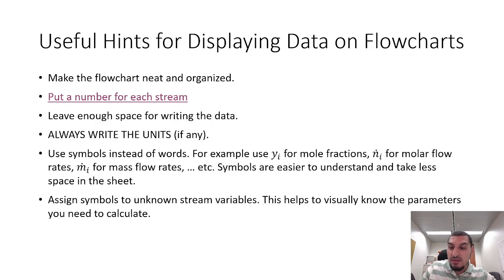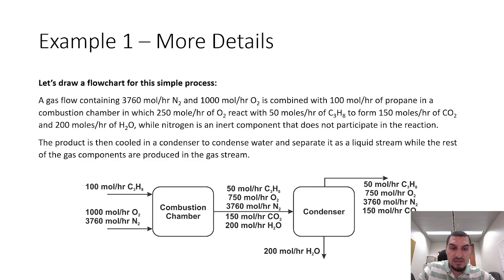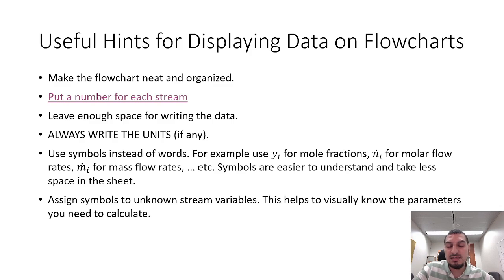The next point is to assign symbols for unknown stream variables. For example, if we go to the previous example that we have here, let's say I have one stream where I don't know what are the flow rates of these components. So I have to put symbols for them, as n for propane, n for oxygen, n for nitrogen. Although I don't know the flow rates, I have to put them because I need to know what is there. Even if I don't know the quantities or the flow rates, I have to know what is there. And we will see later why this is important. This is going to be very, very important later.